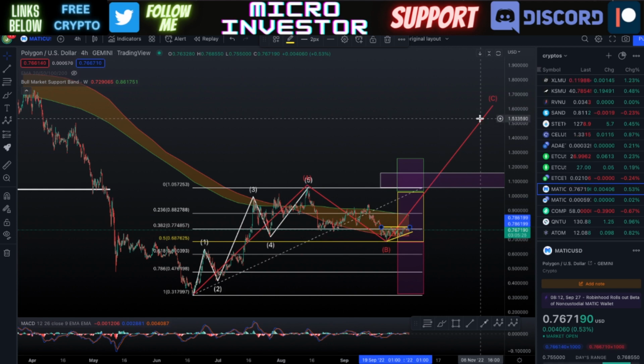So anyways, I'd like to hear your guys' thoughts and opinions about this. What do you guys think we're going to be seeing with Polygon? Do you guys think that there's that possibility that this wave C is going to be a big breakout wave going through the months of October and November? I would like to know.